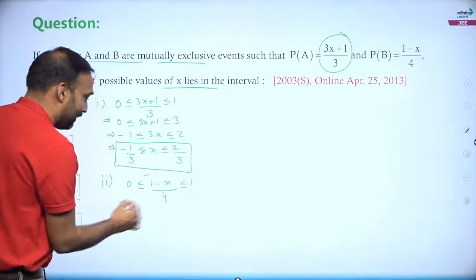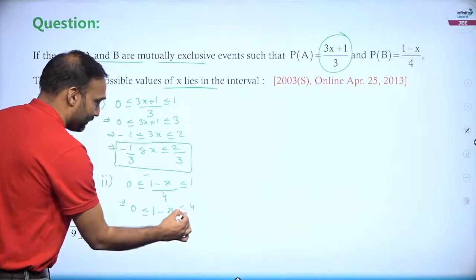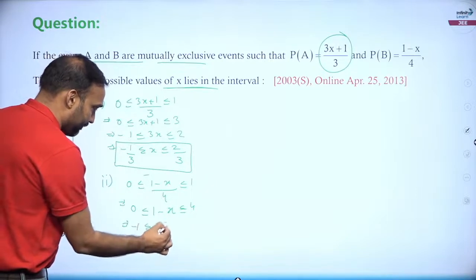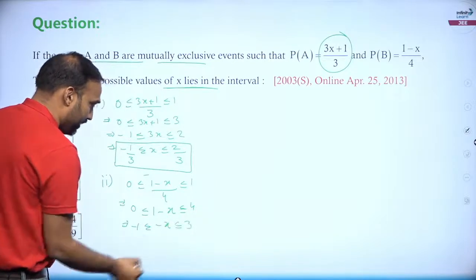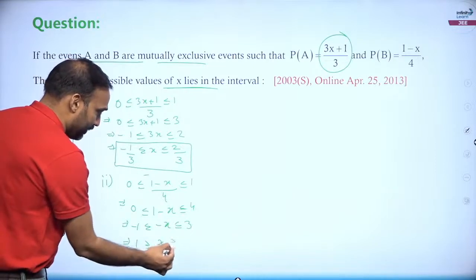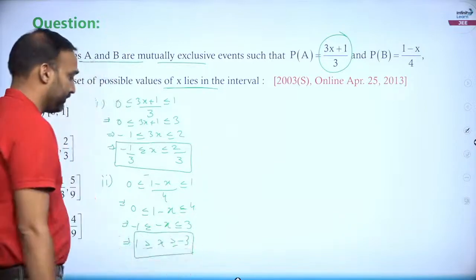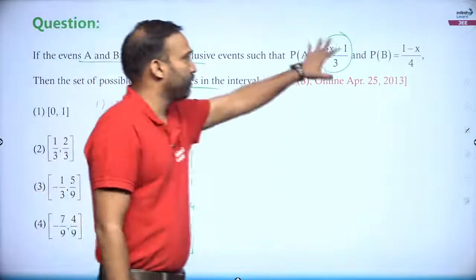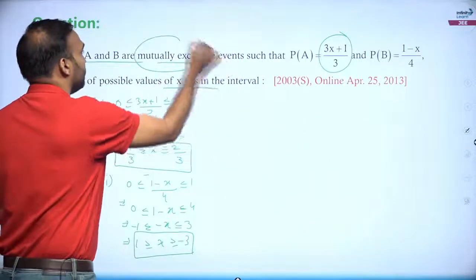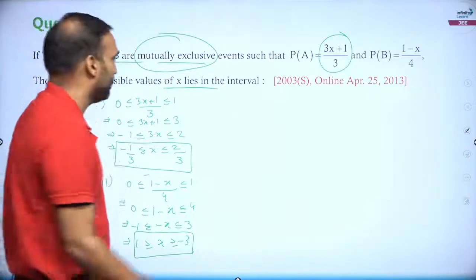So multiply by 4, you get 0, 1 minus x, 4. Subtract 1, right? Multiply with minus. If you multiply with minus, your signs will flip, right? So now I have solved that the probability should be positive. There is one more extra condition, remember, mutually exclusive. So mutually exclusive says P(A intersection B) would be 0.